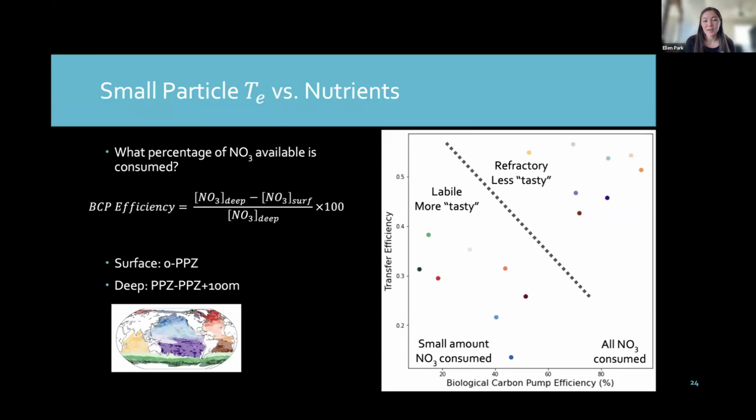We can see this kind of separation a little bit more clearly here, where maybe in these regions with low efficiency, we're producing more labile, or more tasty, particles that are more easily respired, compared to a higher efficiency regime where we're making more refractory or less tasty particles. And that's why they're able to escape through the water column.